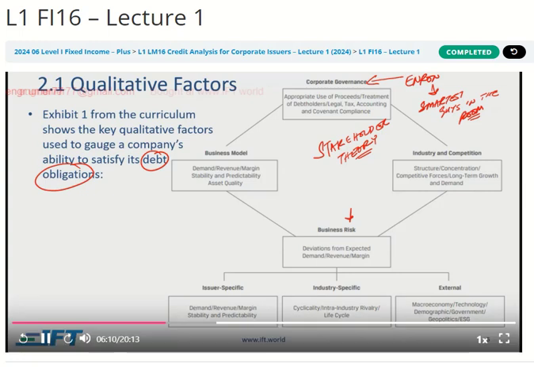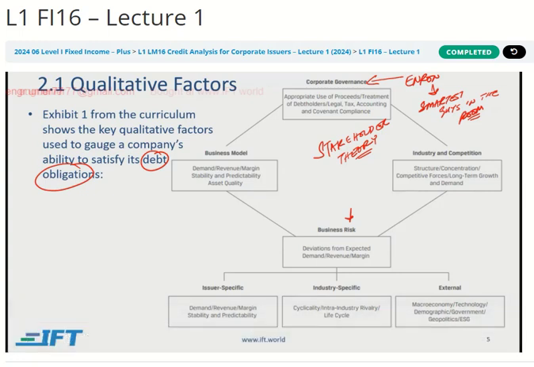So there is a conflict between the equity holders and the debt holders, and therefore corporate governance needs to be there. Independent directors need to be there on the board of directors to ensure that the interest of the debt holders is protected.